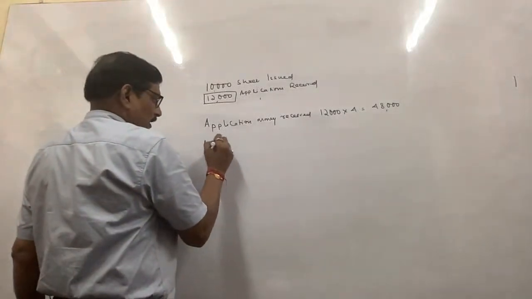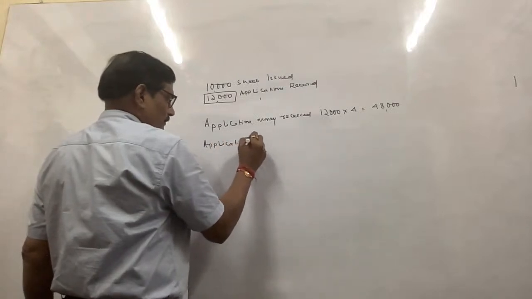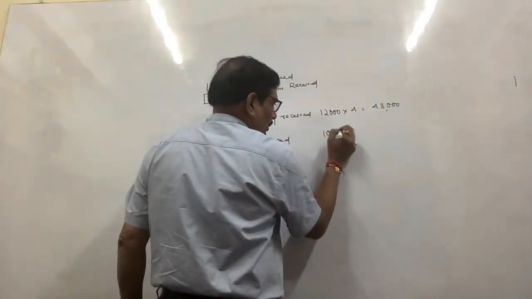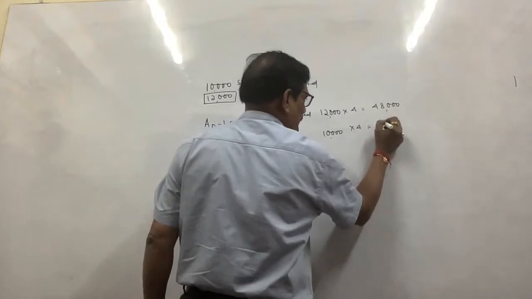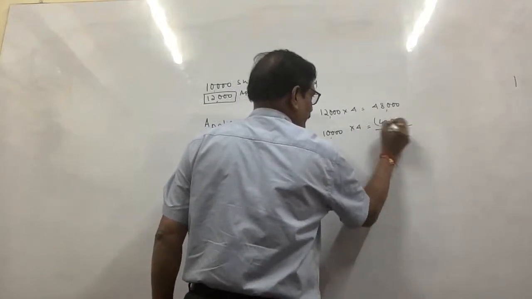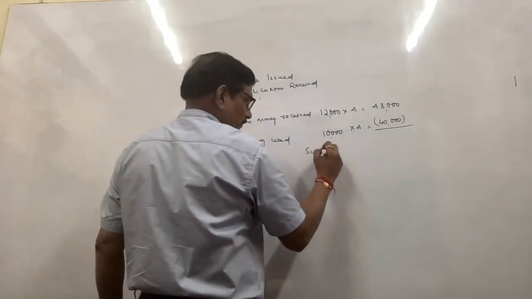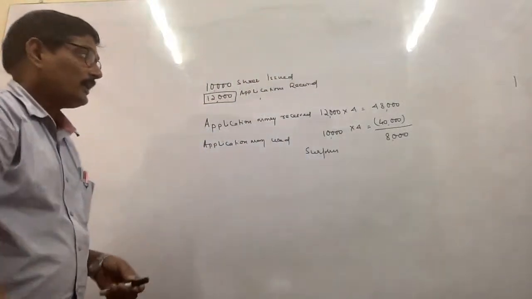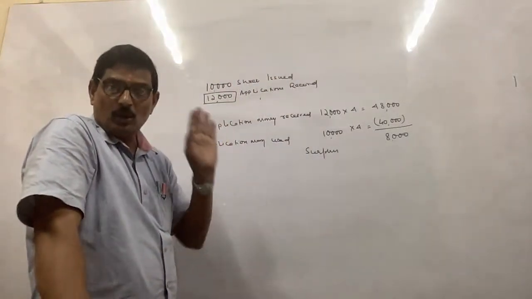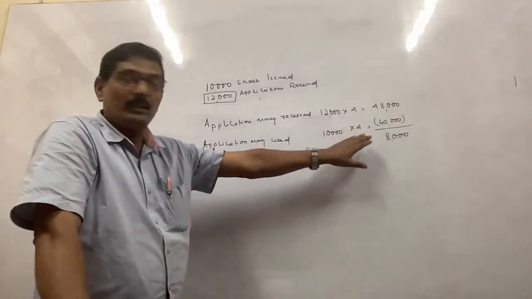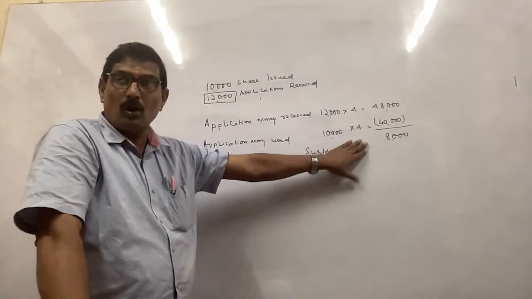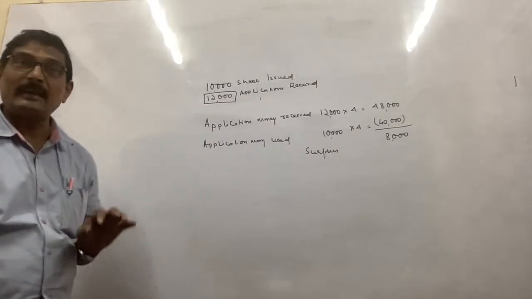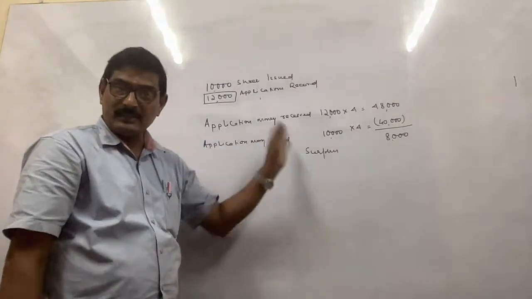Then application money used is 10,000 into 4, because we have allotted only 10,000 shares. Surplus 8,000. Here, if the question is silent, you have two options available. You can refund this amount forthwith, or you can adjust the amount towards allotment. So let us adjust it towards allotment.